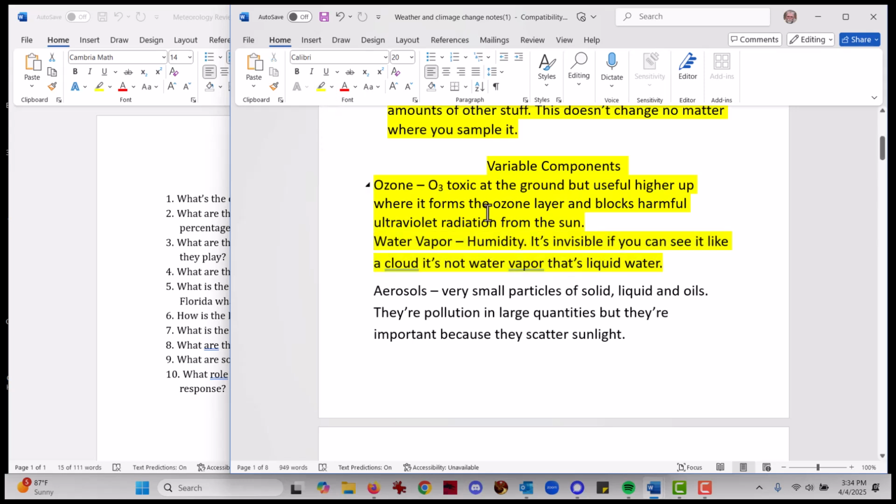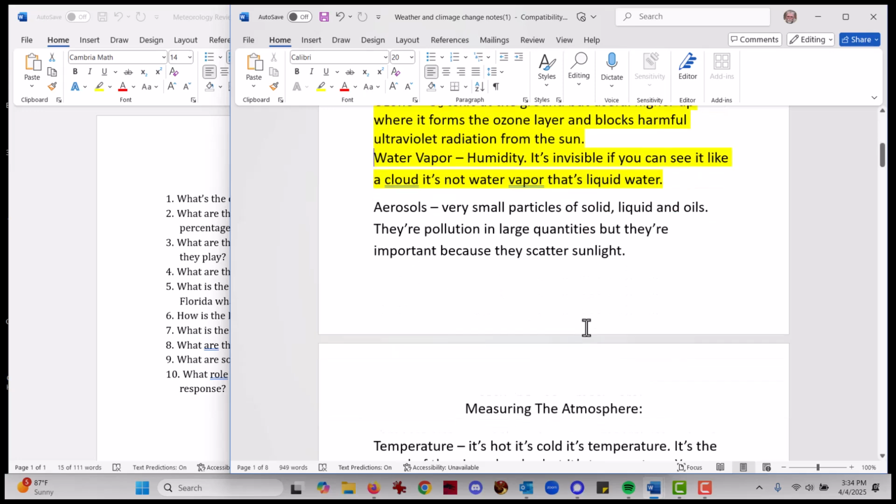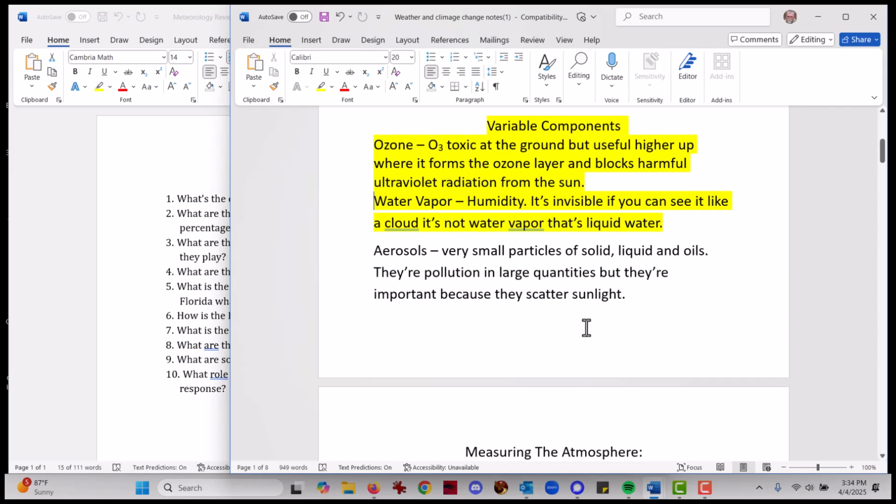The other variable component that we talked about was water vapor, which is just humidity. We live in Florida, y'all. You know all about humidity. Just keep in mind that water vapor is an odorless, tasteless, and invisible gas. If you can see it, it's not water vapor. It's liquid water, like clouds and steam and fog and stuff like that.